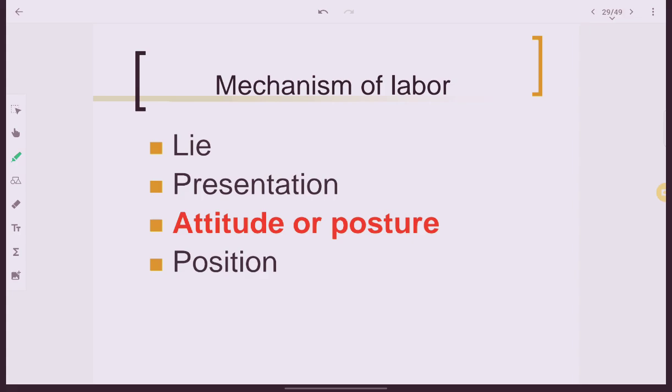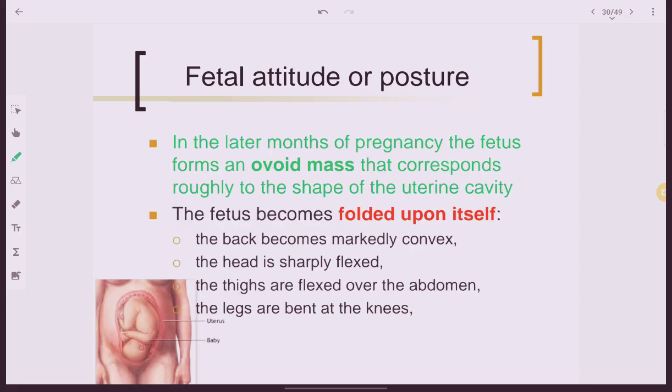Next is the attitude, or we can say the posture of the baby. So fetal attitude or posture: in the later months of the pregnancy, the fetus forms an ovoid mass. As you can see, the ovoid mass is formed here. It corresponds roughly to the shape of the uterine cavity. The fetus becomes folded upon itself.